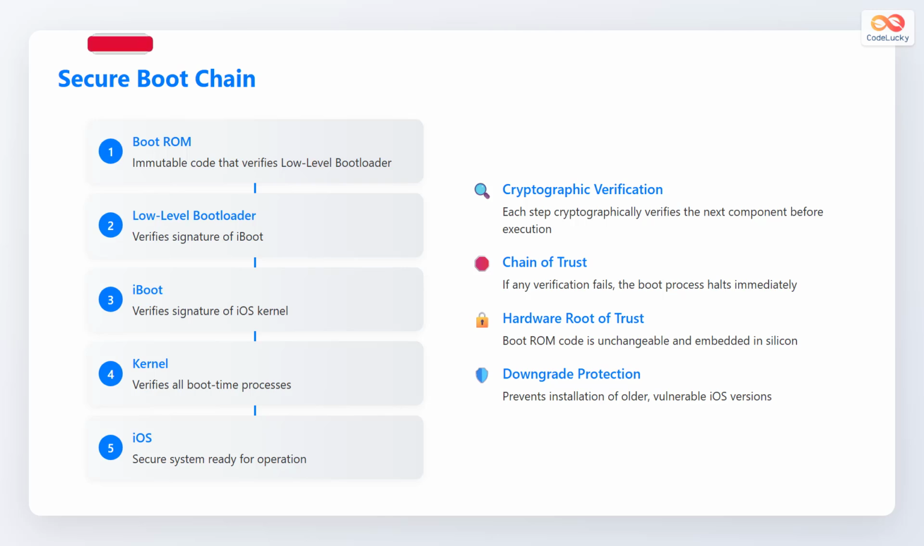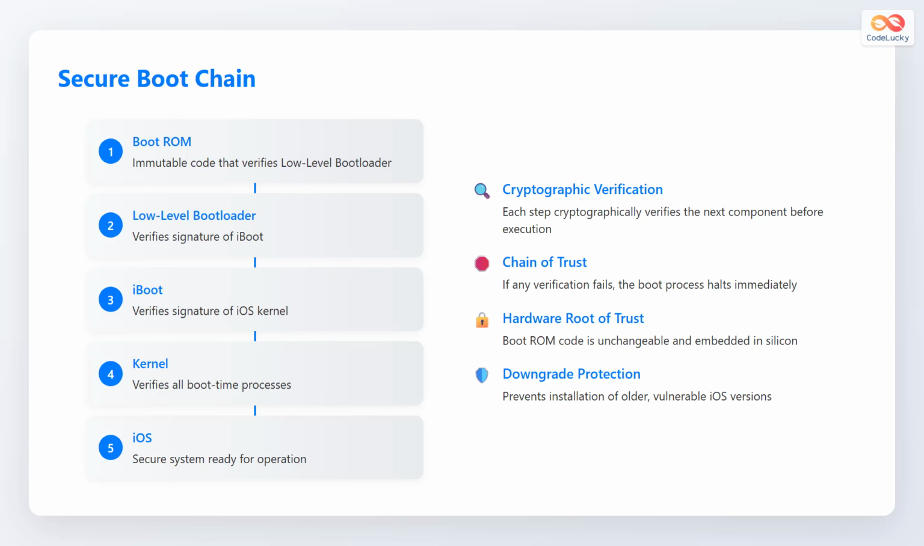The secure boot chain ensures that only trusted software is loaded during startup. First, the boot read-only memory, which is immutable code, verifies the low-level bootloader. Second, the low-level bootloader verifies the signature of iBoot. Third, iBoot verifies the signature of the iOS kernel. Fourth, the kernel verifies all boot time processes. Finally, iOS is ready, a secure system ready for operation.